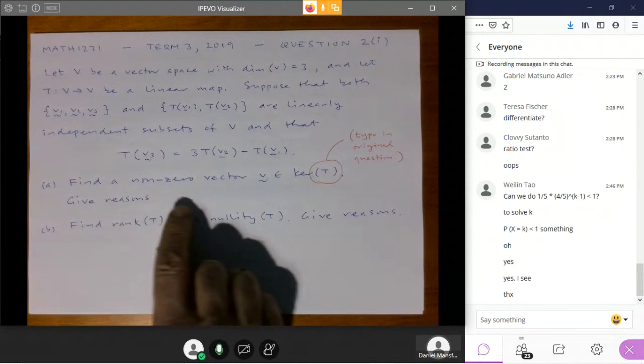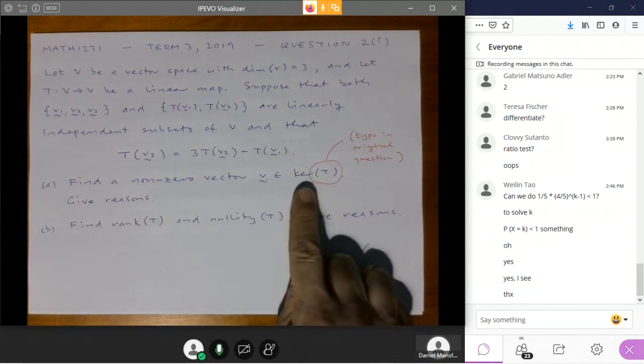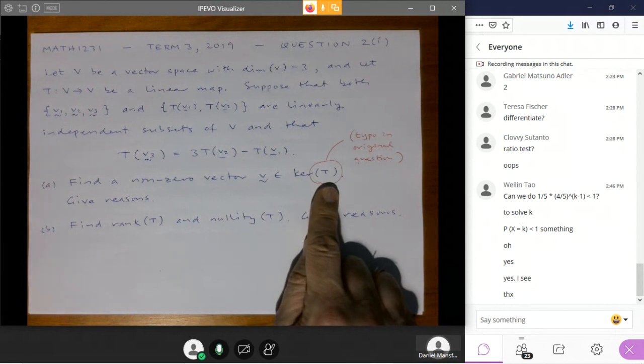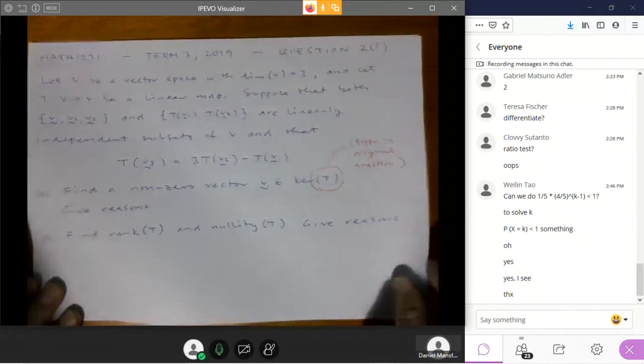So first question, find a non-zero vector V in, and I'll just point out there was actually a typo in the exam. It said the kernel of V, which makes no sense. It should be the kernel of T. So find a non-zero vector in that and give reasons. Secondly, find the rank and the nullity and give reasons.